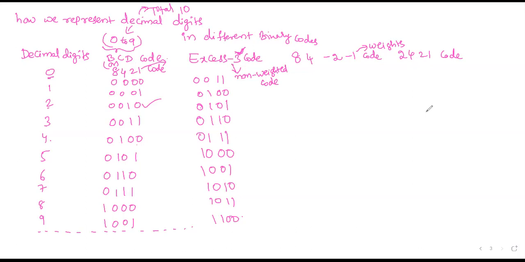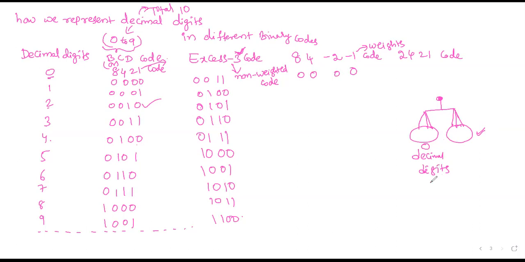Now take one weighing machine. Keep the decimal digits on one side. And you have 4 weights: 8, 4, minus 2, minus 1. So when you keep 0 here, what weight will you keep on the right side? No need to keep any weight. So keep all zeros.